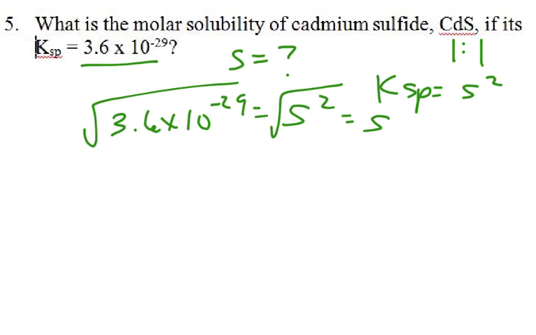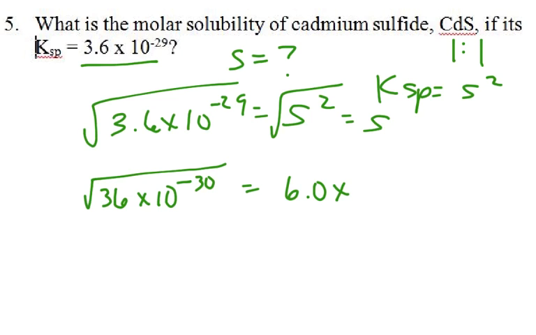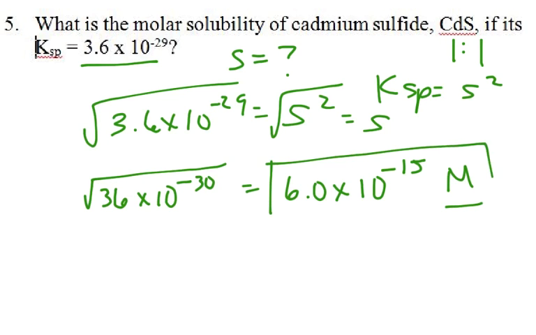And we can actually do this one in our head, because we say, well, this is 36 times 10 to the negative 30. That's pretty easy. We know that the square root of 36 is 6. And the square root of 10 to the minus 30 is 10 to the minus 15. Now in this case we would put a unit on it because we know that molarity is a concentration. So the most concentrated solution of cadmium sulfide we could make is 6.0 times 10 to the minus 15 molar.